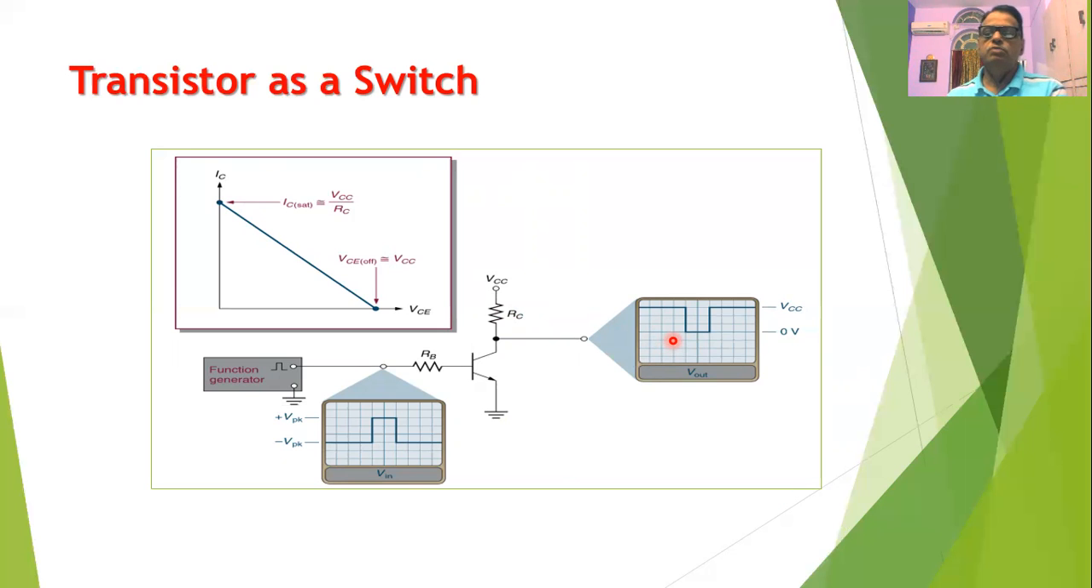So thank you friends for viewing the session. Hopefully you have understood how the transistor works as a switch. These characteristics of the transistor are used in multivibrator circuits. In our next sessions, we will see the different types of multivibrators. Thank you all for viewing the session.